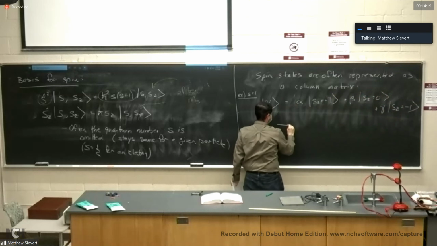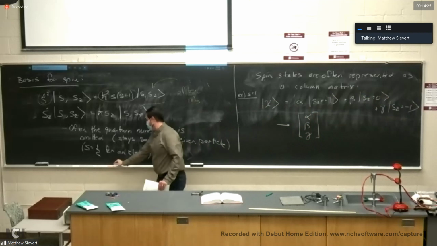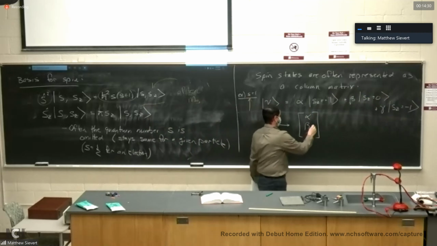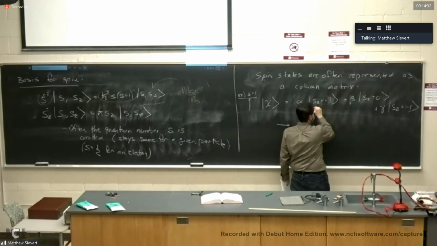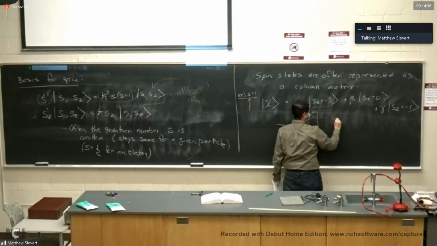This is often just written without further explanation as the column vector alpha, beta, gamma. And so it's up to you to remember what kind of particle you're talking about, S equals 1, and that each of these entries corresponds to each of these different states. Usually the one at the top is the highest spin value.